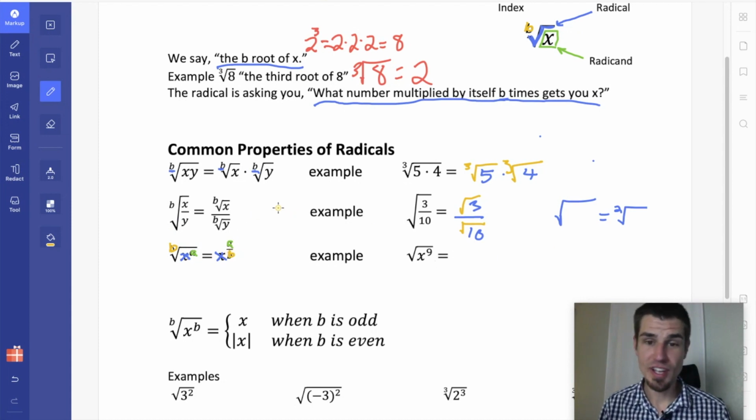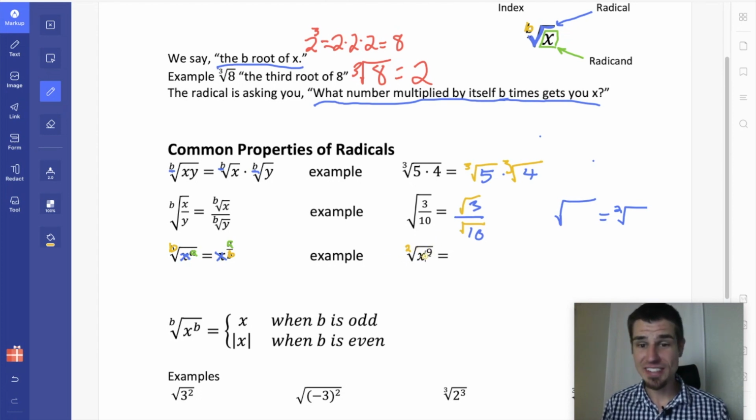So for example, if we had the square root of x to the 9th power, remember, we're lazy. If there's no index there, what is it? It's a 2. You're right. So we know there's a 2 here. Let's just go ahead and write it just for the sake of this example. We usually don't write it though.